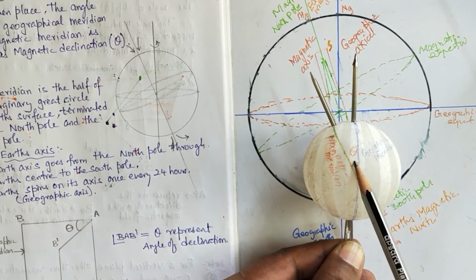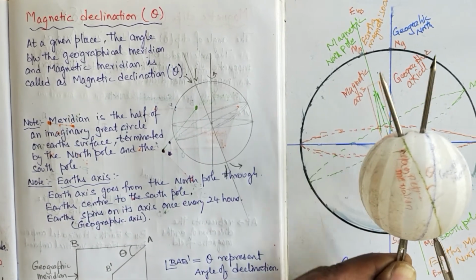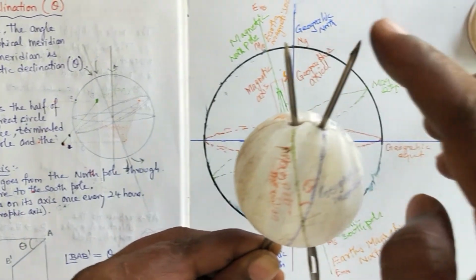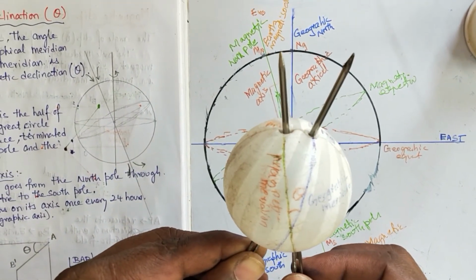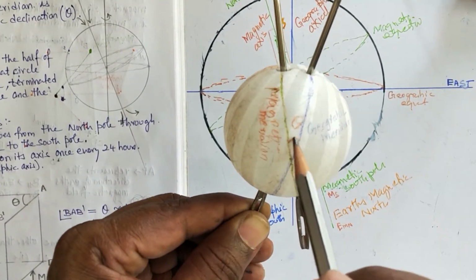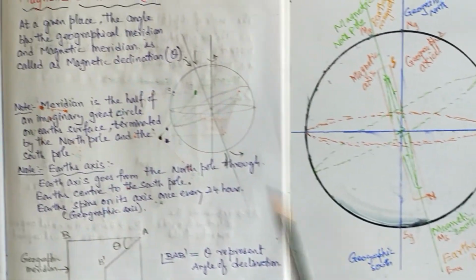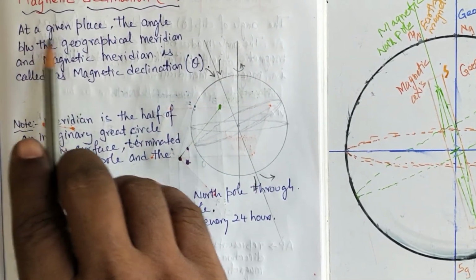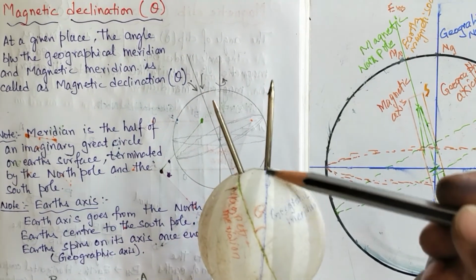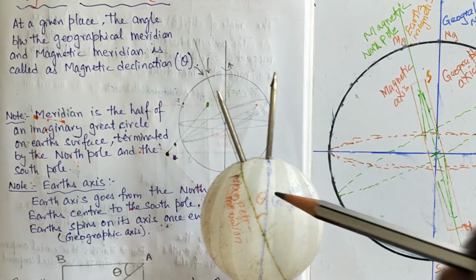The angle between these 2 planes is called magnetic declination. That means when earth rotates around its own axis, it is tilted. Therefore it rotates on the geographical axis, and the magnetic axis is fixed at this center. So what is the angle made at this point on the surface called? Angle of declination. Therefore we define angle of declination as follows: at a given place on the earth, the angle between the geographic meridian and the magnetic meridian is called magnetic declination.